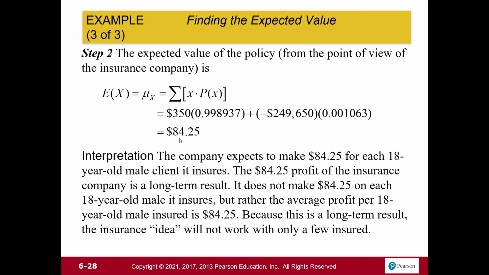The $84.25 profit of the insurance company is a long-term result. It does not make $84.25 on each 18-year-old male it insures, but rather the average profit per 18-year-old male insured. Because this is a long-term result, the insurance idea will not work with only a few insured.